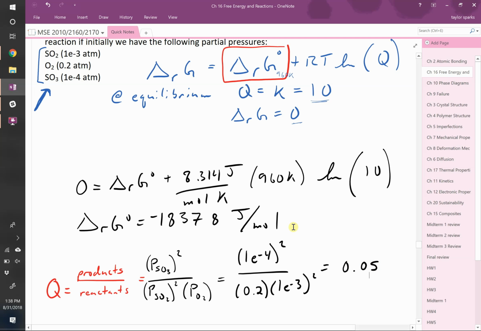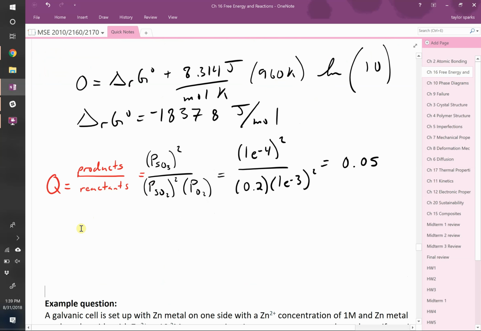So now we know Q, and 0.05 is not equal to 10, so we know that we must no longer be at equilibrium. They said at equilibrium K is 10. And since K is not equal to Q, we're not at equilibrium. So now the final part of this question is, okay, which way are we going to go?